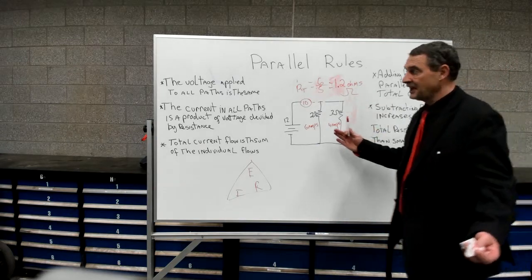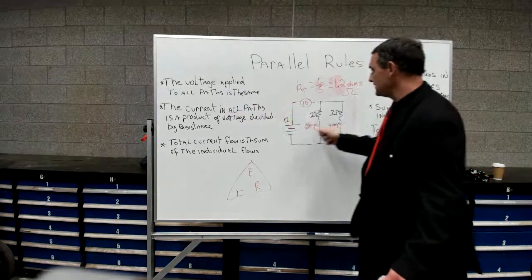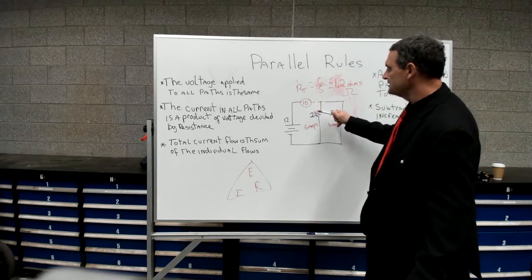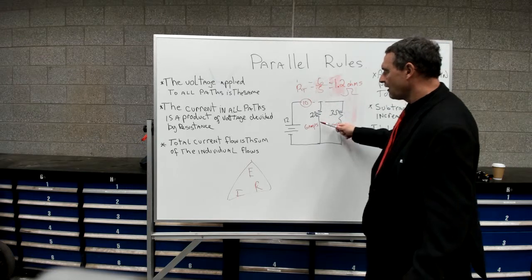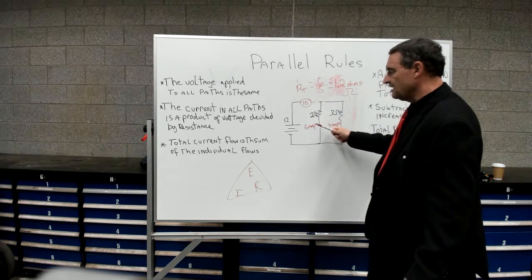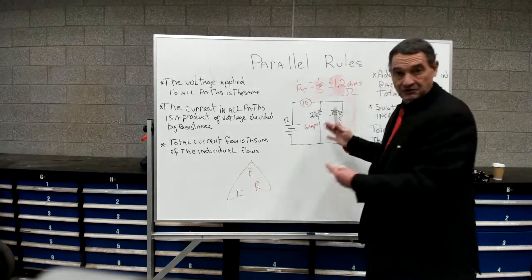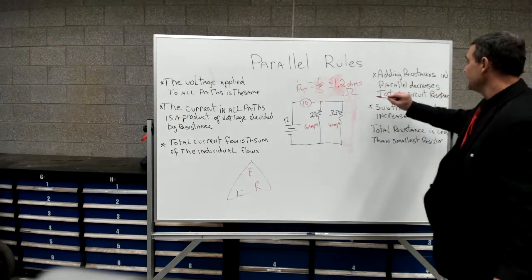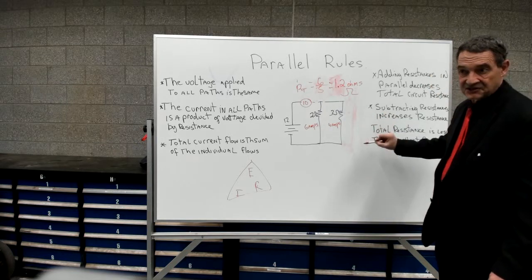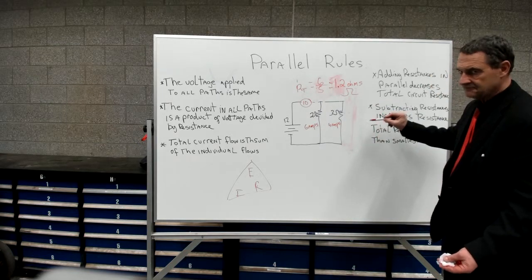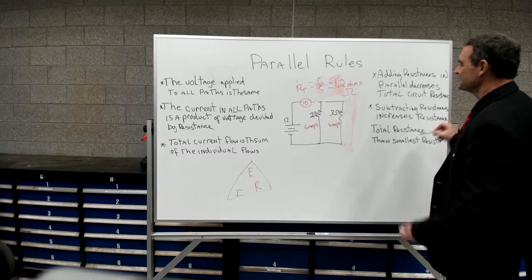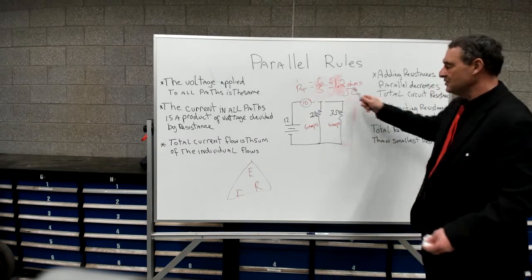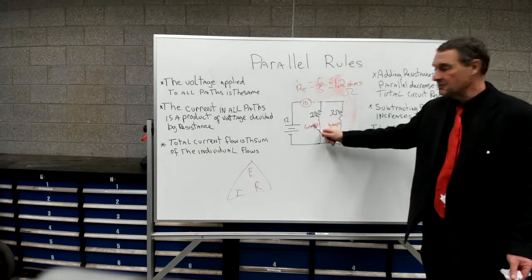The rules, once again: voltage is applied to all paths the same. This will all feel 12. The currents are a product of E over R, which will give you I for each path. Then they're added together to equal total amperage in the circuit. Adding another leg will decrease the resistance in the circuit because there's one more conductive path. Subtracting it gets rid of a conductive path, so it increases the resistance. And finally, once we know what the resistance is, it's got to be less than the smallest resistor in the circuit.